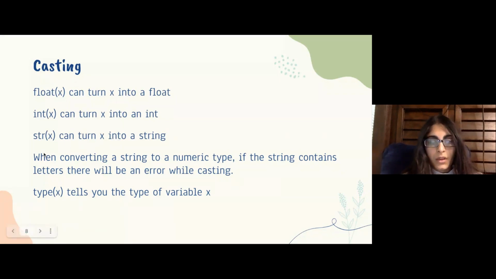Then when you're converting a string into a numeric type, if the string contains letters, there'll be an error. So when I said you can't put strings in here, you can't put strings that have letters. You can put strings that have numbers though. So if I had the number 1 surrounded by quotes, I could turn that into a float or an integer, but I can't turn the letter A into a float or integer. When I use this type function, I can determine the type of x. So let's say I had the number 2, and I want to figure out if that's a string, integer, or float. This will help me do that.